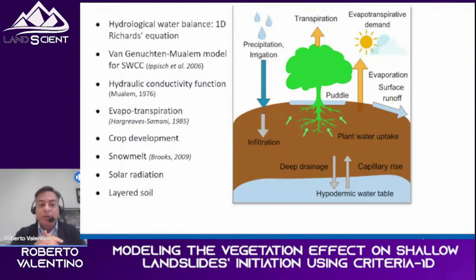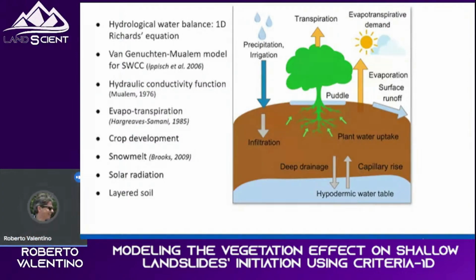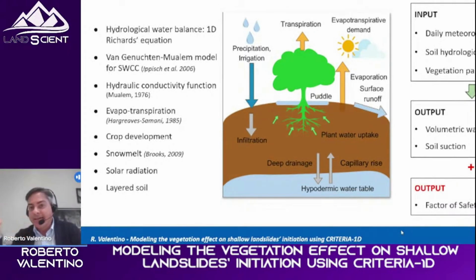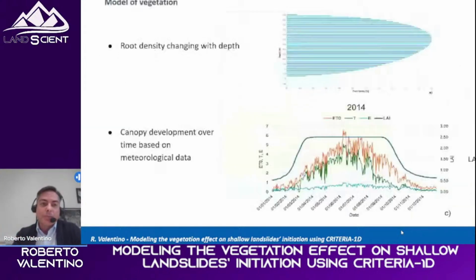The model is also able to take into account evapotranspiration, crop development, snow melt, solar radiation. Moreover, the model has the possibility to take into account a layered soil with different layers of different thickness. So normally the Criteria model had as input data daily meteorological data, soil hydrological parameters, plus vegetation parameters. In the original version of the model, the only output were volumetric water content and soil suction. But in this study, we tried to add another output, which is the factor of safety of the slopes.